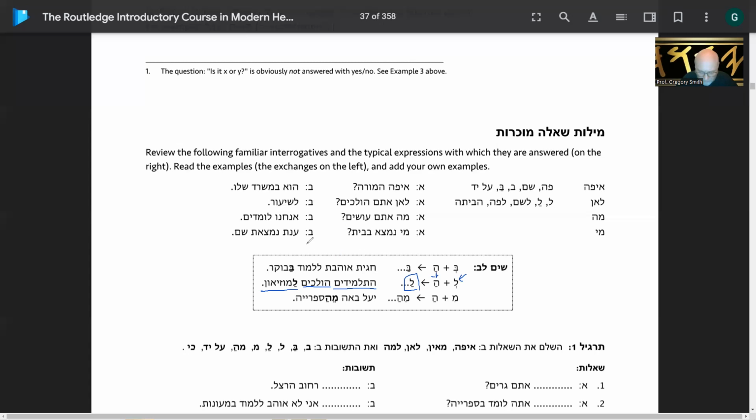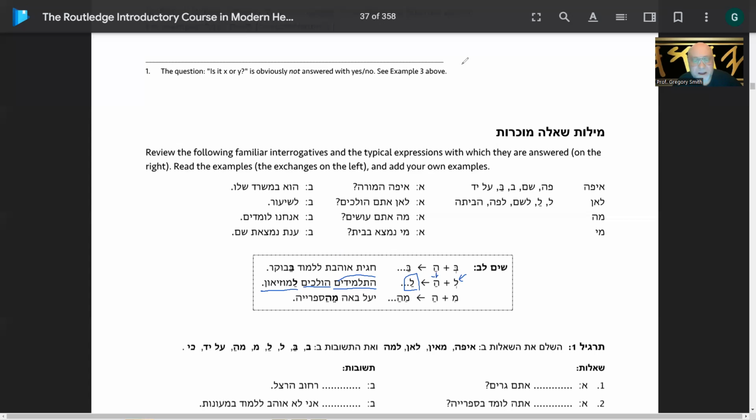התלמידים הולכים למוזיאון. Lemuseon, that's how you pronounce it. התלמידים הולכים למוזיאון. Yeah, Lemuseon. Okay, so the Talmudim would be like the students. In biblical Hebrew, Talmudim means like a disciple kind of thing.